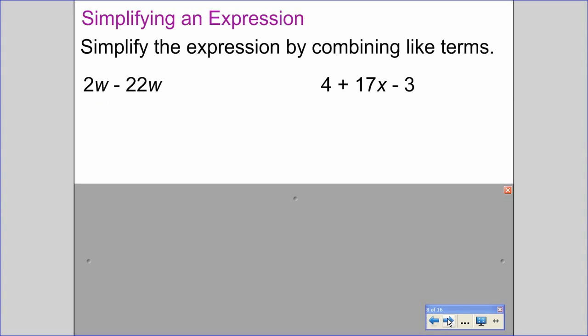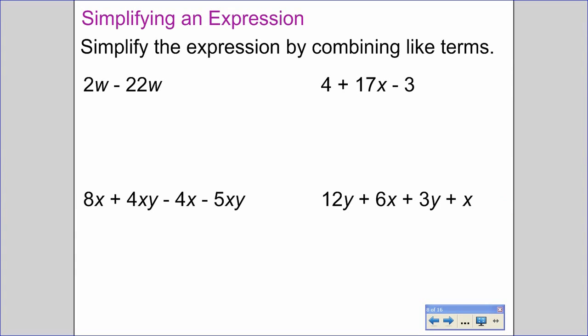Let's try a couple more. You work them out in your notebook, and then you check answers with me. 2w minus 22w is negative 20w. On the second one, it's the constants that are the like terms. So I have 17x plus 1, or 1 plus 17x.